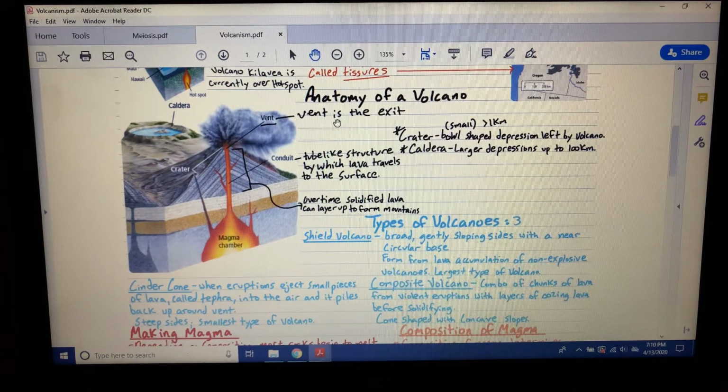Anatomy of a volcano. This is just showing you the different parts of a volcano. The vent is the top or the opening. It's the exit. It's where the eruption, lava, gas is all going to come out. The conduit is a tube-like structure, which is going to channel and flow that magma from that magma chamber up through the conduit and then force its way out.